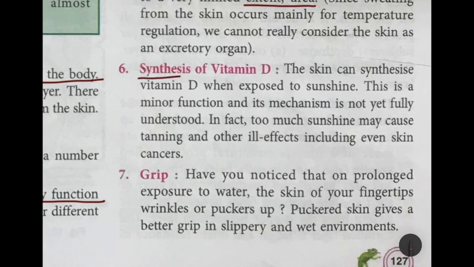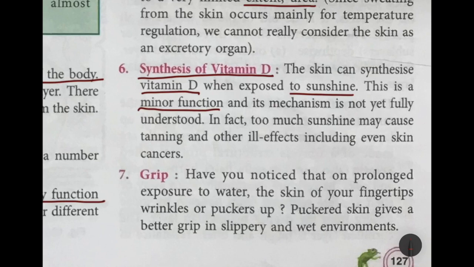Next is synthesis of vitamin D. The skin can make vitamin D when it is exposed to sunshine. Vitamin D is also known as the sunshine vitamin. This is a very minor function, and its mechanism is not yet fully understood. We don't know how vitamin D is formed in the skin when it is exposed to sunlight, but of course it is produced in the skin.